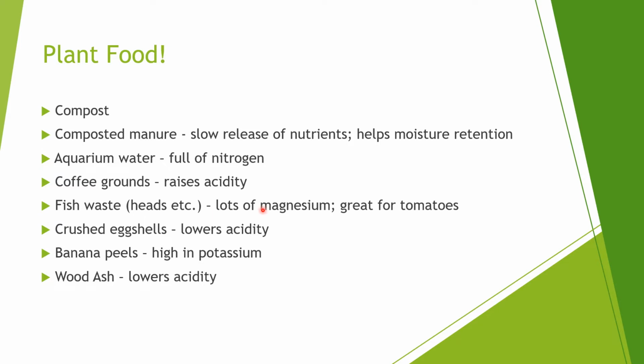Fish waste is also really great. It's full of magnesium, and it's great for tomatoes. Tomatoes are kind of these like very hungry plants. They need a lot of macro and micronutrients to thrive.